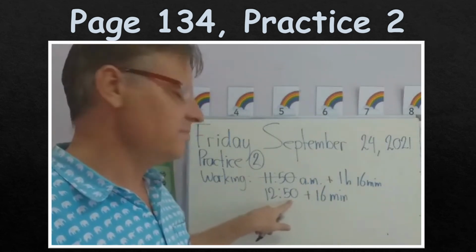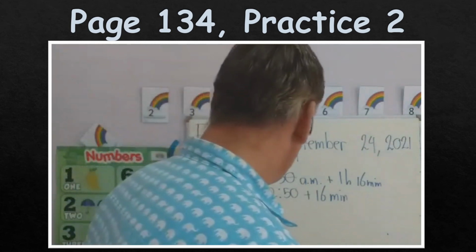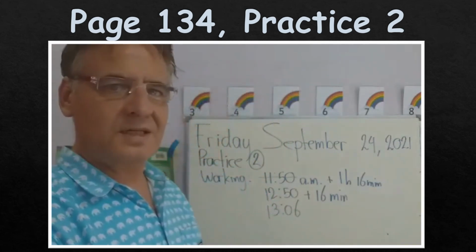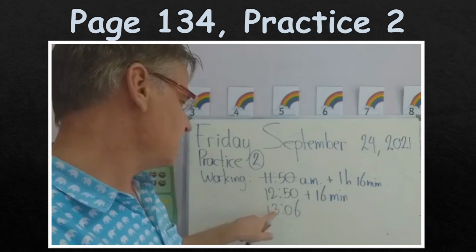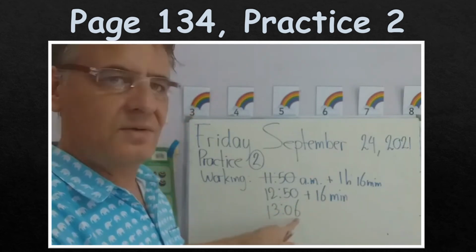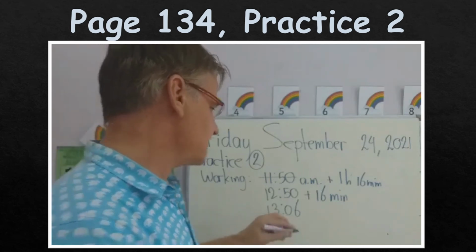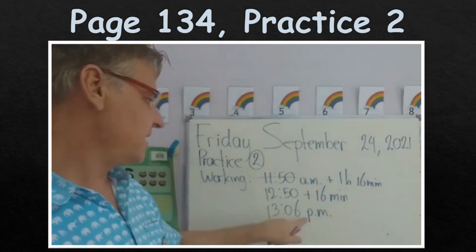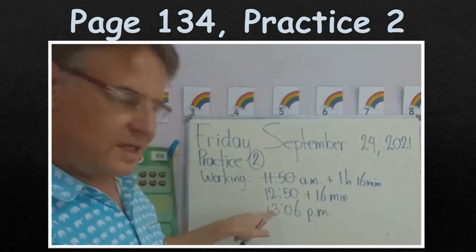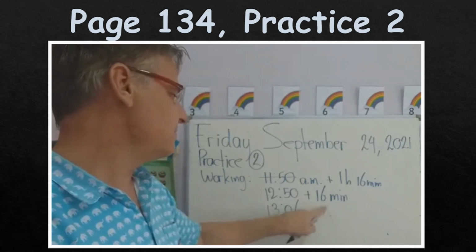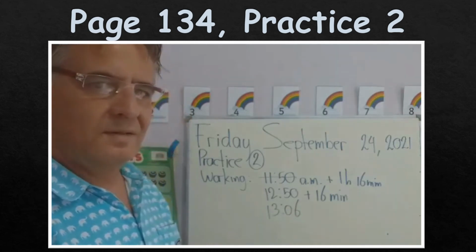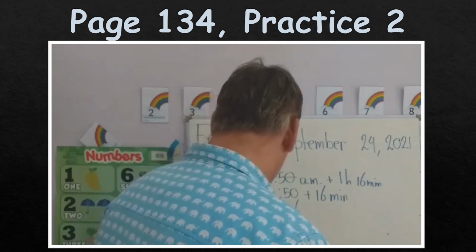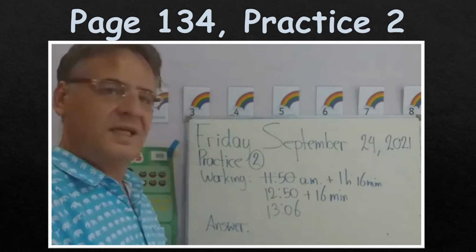Right, but 60 minutes is 1 hour, so 13:06, right? Because plus 10 minutes, then it's 1 o'clock, and then another 6 minutes, it's 6 minutes past one. So 13:06. She started a.m., but afternoon is p.m. But we use here 13:06, so no need for PM. We can see, right? Okay, so the answer is, the question was, at what time did she finish cleaning the house?